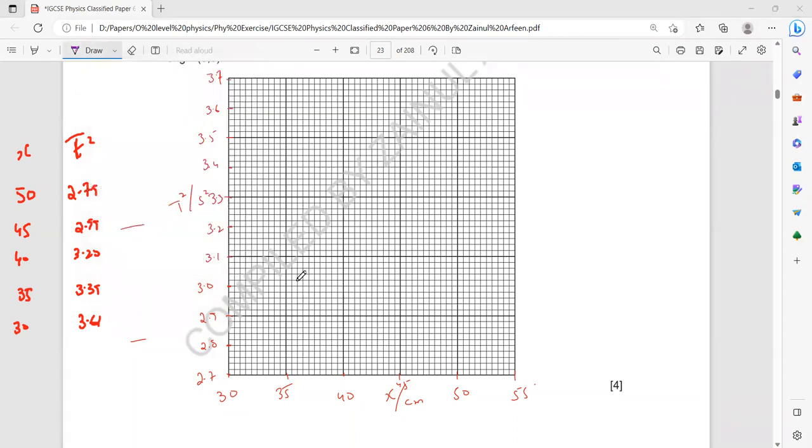So when it is 52.79, so 52.79. So this will be 2.72, 74, 76, 78, 2.8. So between them will be 2.79.